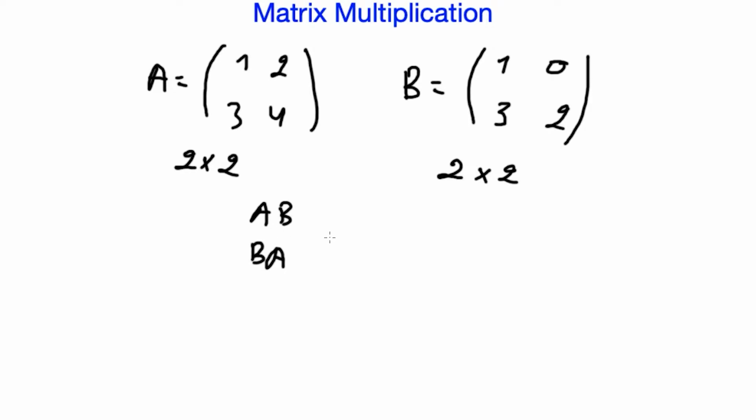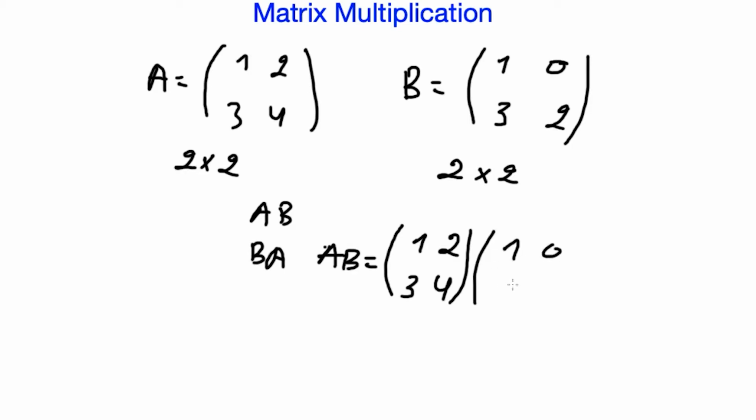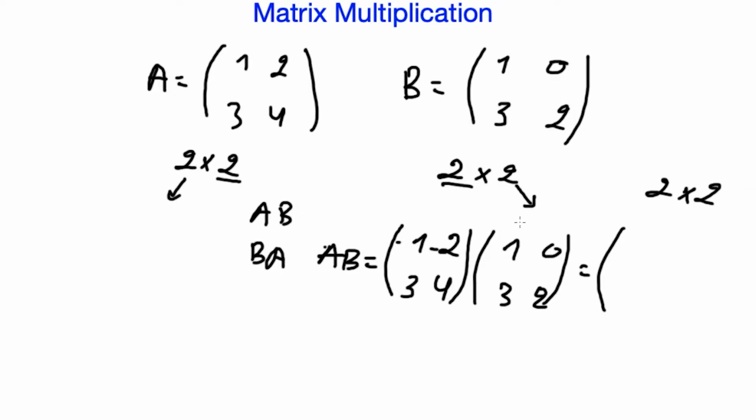Let's start with AB. For example, we have AB equals the matrix 1, 2, 3, 4 times the matrix 1, 0, 3, 2. The result will be a 2 by 2 matrix also, because when we multiply, we get the number of rows from the first matrix and the number of columns from the second. So it will be 2 by 2. The first position will be this row with this column.